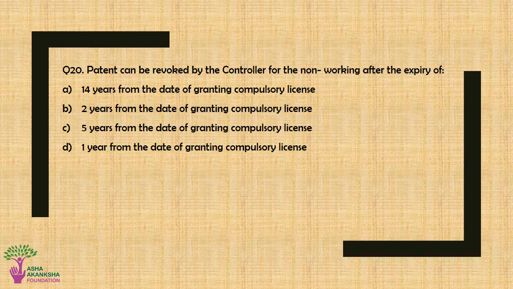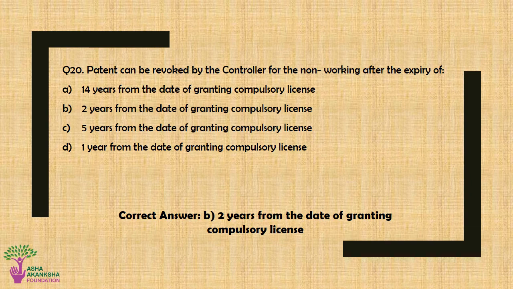Question number 20. Patent can be revoked by the controller for the non-working after the expiry of option A, 14 years from the date of granting compulsory license, option B, 2 years from the date of granting compulsory license, option C, 5 years from the date of granting compulsory license, or option D, 1 year from the date of granting compulsory license. The correct answer for this question is option B, 2 years from the date of granting compulsory license.